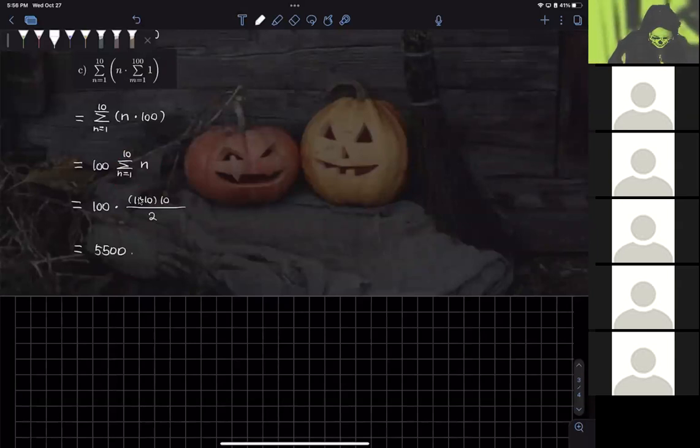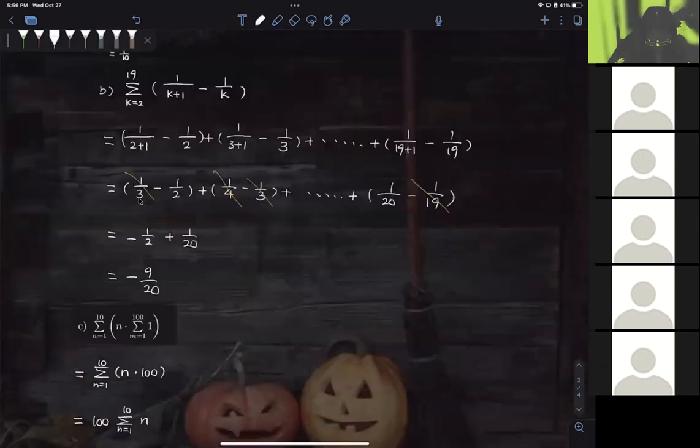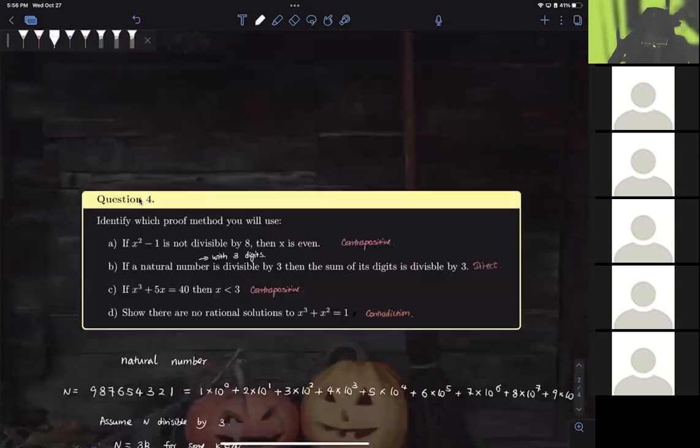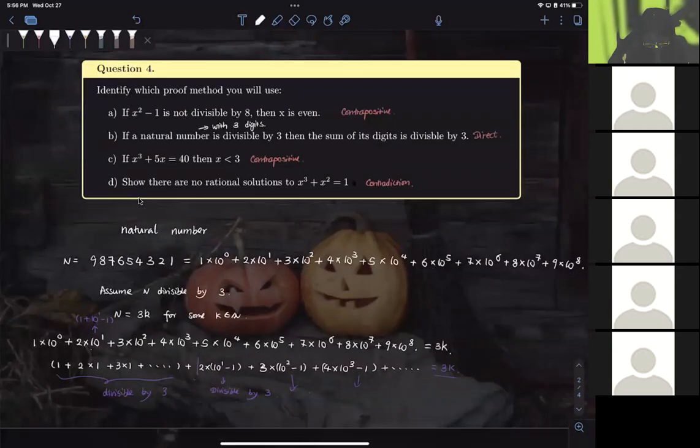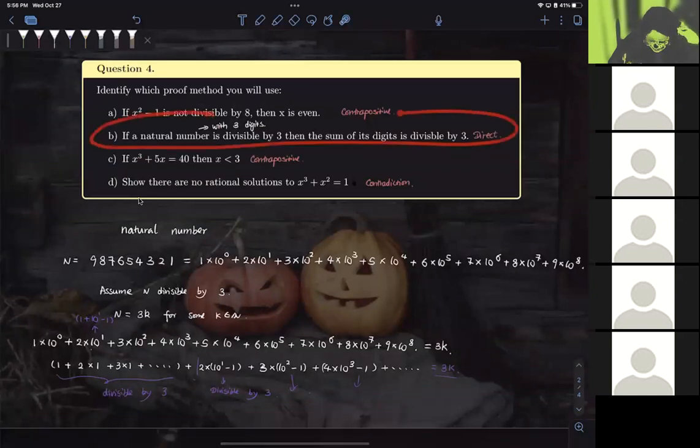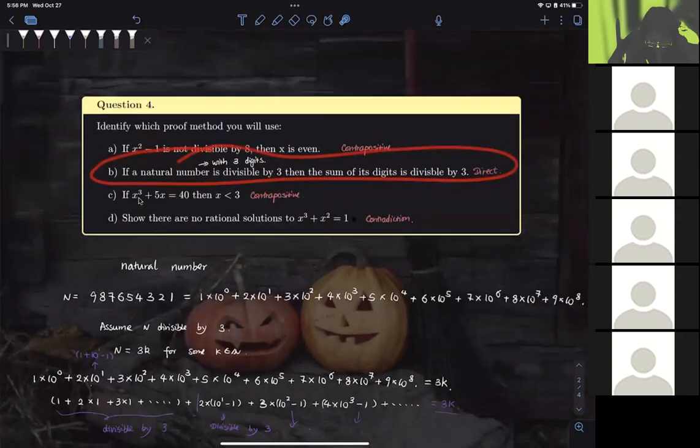I'm bored. This is a boring question, boring question, boring question. This is a boring question too. This is the only fun question, but I don't know why you guys are lost. Do you want me to prove with 3 digits?